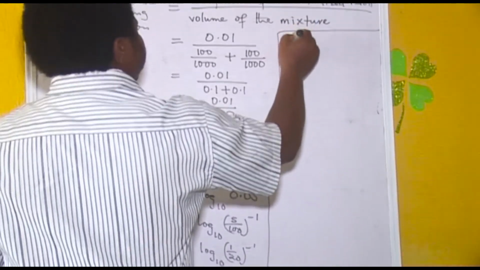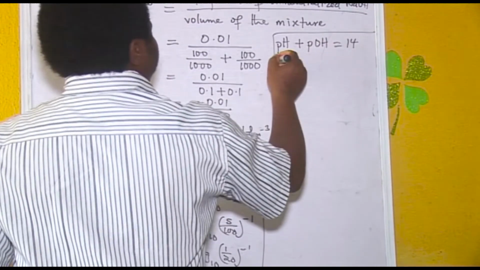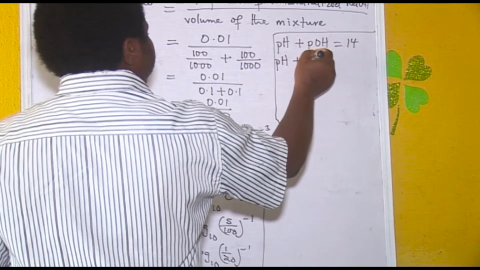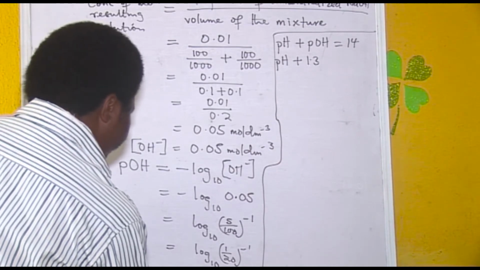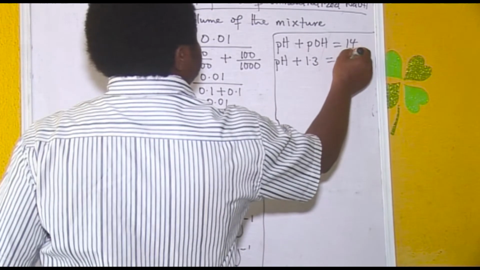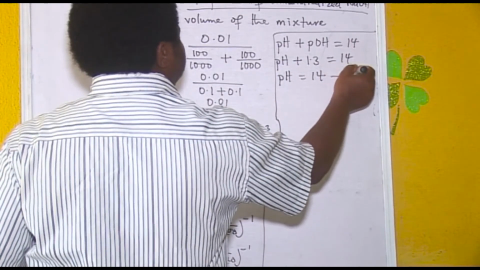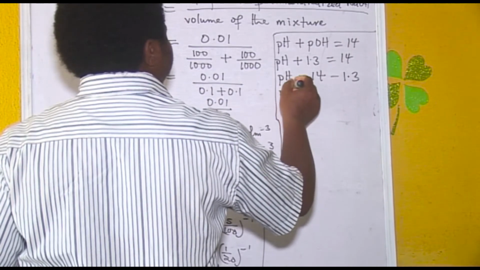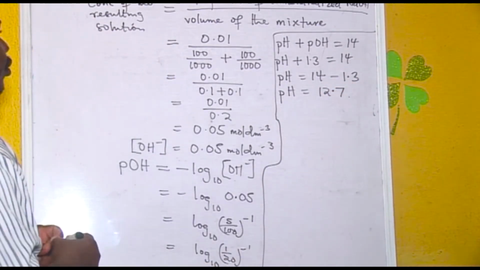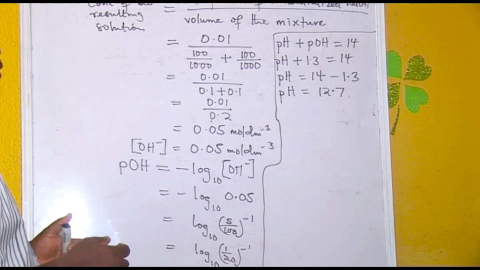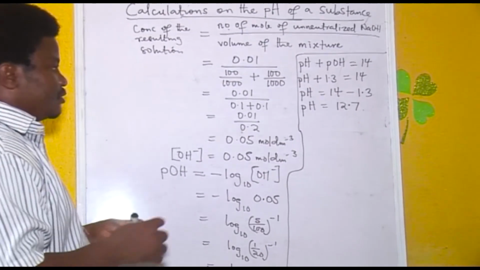We have that pH plus pOH equals 14. So the pH of the resulting solution plus the pOH, which is approximately 1.3, equals 14. So we can say the pH is 14 minus 1.3. Then finally, the pH of that solution is 12.7. So the solution, if tested, will show that it contains slight amounts of a base.